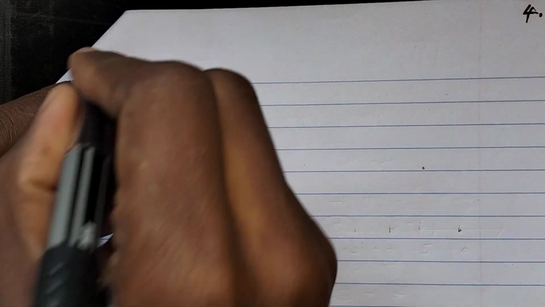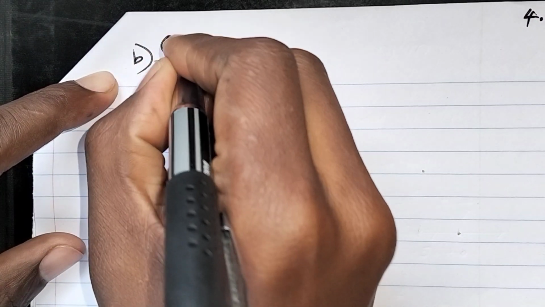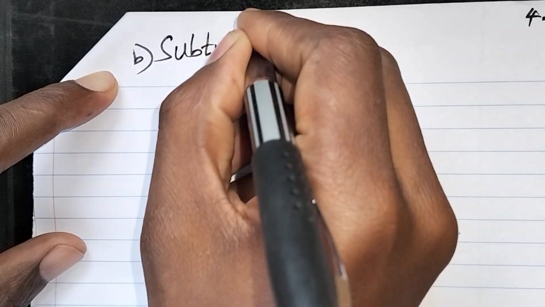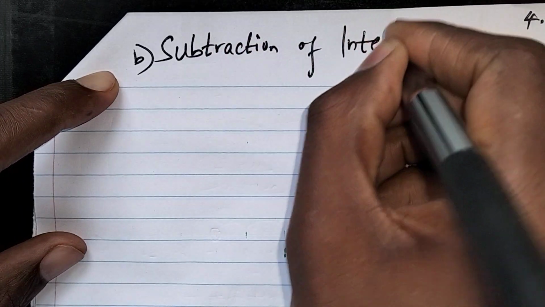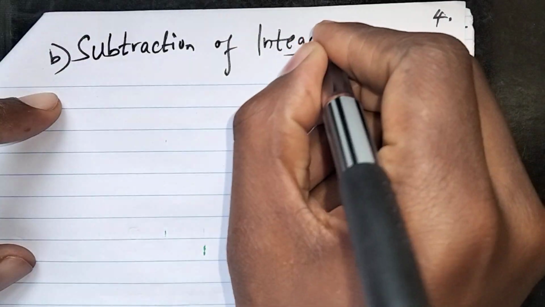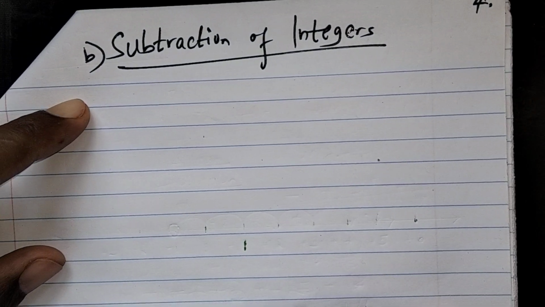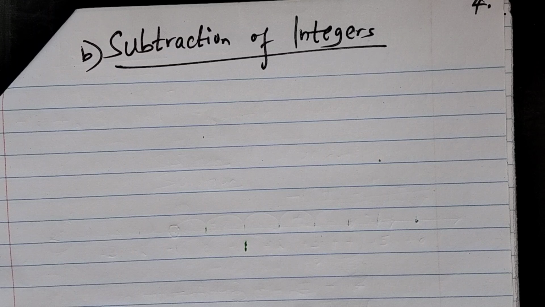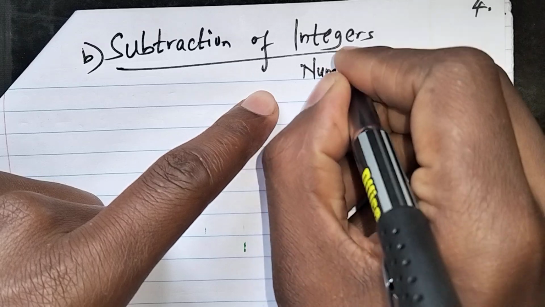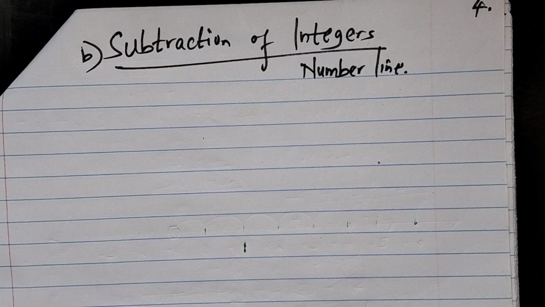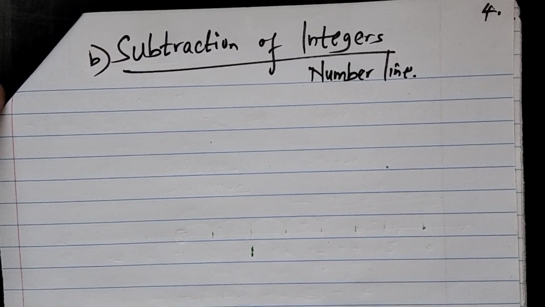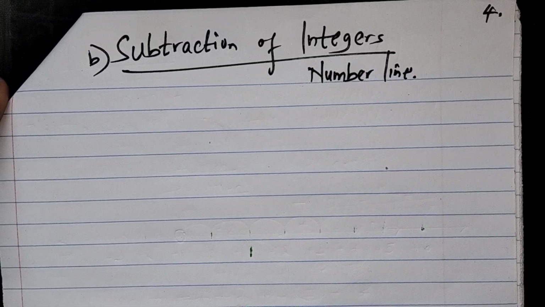Subtraction of integers, B. That is the second thing I want us to look at. And we will still use a number line. In this case we will do a few examples, then I will give you a few points to note when you are either adding or subtracting integers.